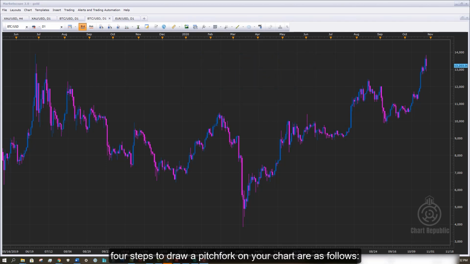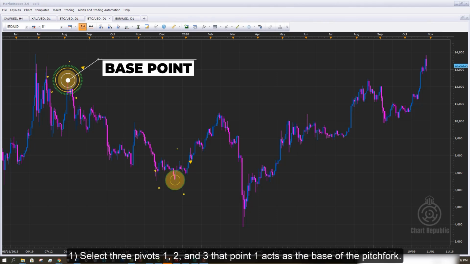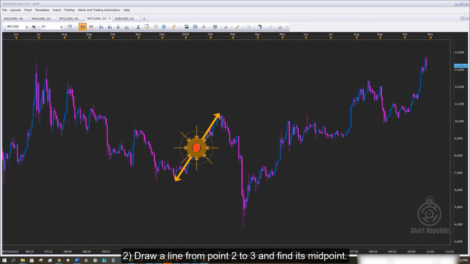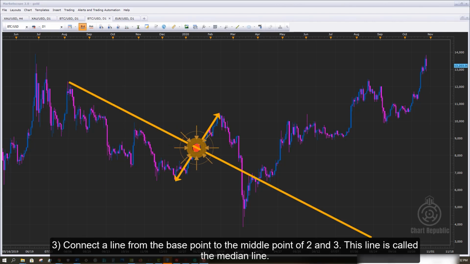The 4 steps to draw a pitchfork on your chart are as follows. First, select 3 pivots, 1, 2, and 3, the pivot 1 acting as the base of the pitchfork. Then, draw a line from point 2 to 3 and find its midpoint. Connect a line from the starting point to the middle point of 2 and 3. This line is called the median line.